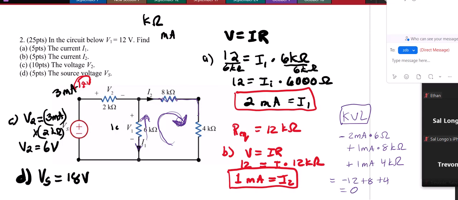So that's just a check to see, okay, that makes me feel comfortable that I did the right thing. Okay, any questions on this one? Alright, let me save it.